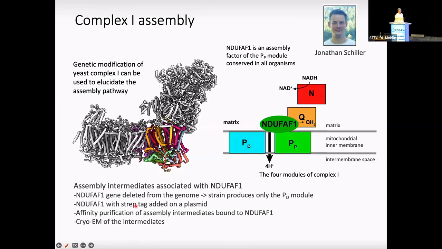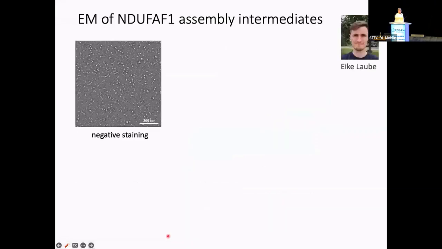So Jonathan knocked out the gene for AF1 in Yarrowia and found that this strain only produces the distal protein pumping unit anymore, showing that this really is an essential intermediate. And then he added AF1 back with a strep tag and affinity purified any assembly intermediates that were associated with AF1. And then did cryo-EM of the intermediates. And this was in collaboration with Eike Lauber, who is the expert on cryo-EM of complex 1.